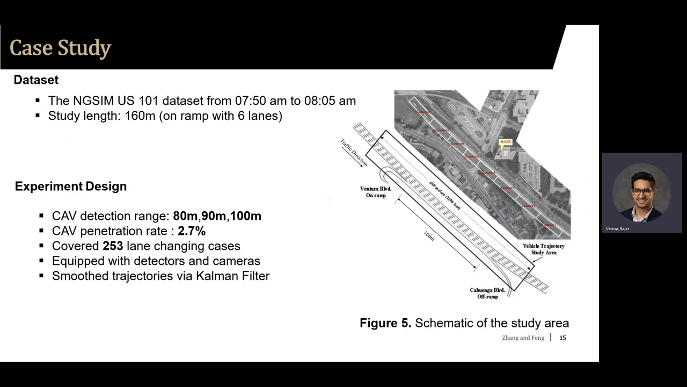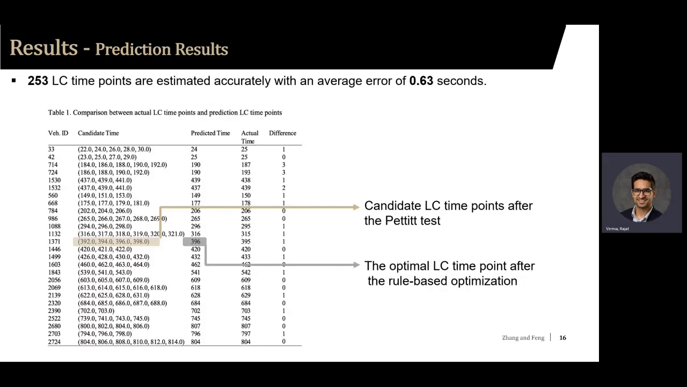using the Kalman filter. So let's see the prediction results. Overall, the prediction result is pretty good. The 253 lane change time points are estimated very accurately with an average error of 0.63 seconds. So let's see this table. This is the comparison table between the accurate lane change time points and the predicted lane change time points.